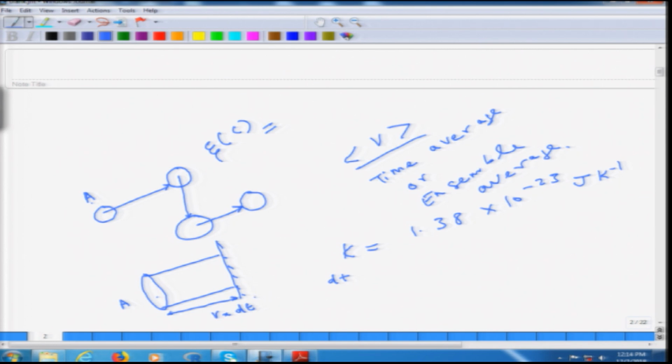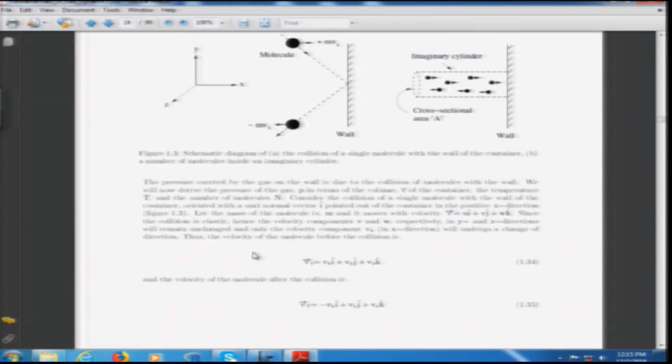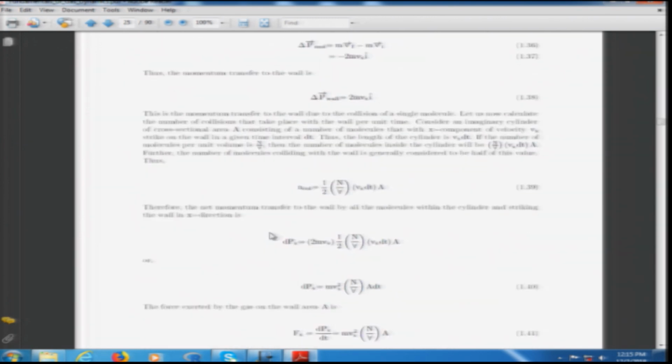That means the volume will be nothing but this length times the area. Now the volume, let's say V dash, of this hypothetical cylinder will become L into A, that is Vx dt into area. That's what we have used here: if the number of molecules per unit volume is n by V, therefore in the hypothetical, imaginary cylinder, the total number of molecules present can be written as n by V Vx dt A.